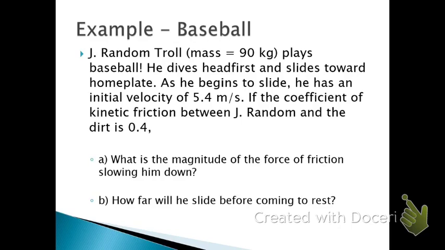Friction points in the opposite direction of motion, so he'll have an acceleration to the left. Remember, anytime you have acceleration in the opposite direction of motion, that's what slowing down is. Alright, so what we want to figure out is what the magnitude of the force of friction is in newtons, and how far he's going to slide before he finally comes to rest. Let's do this thing. Typically the best way to start is to draw a free body diagram.